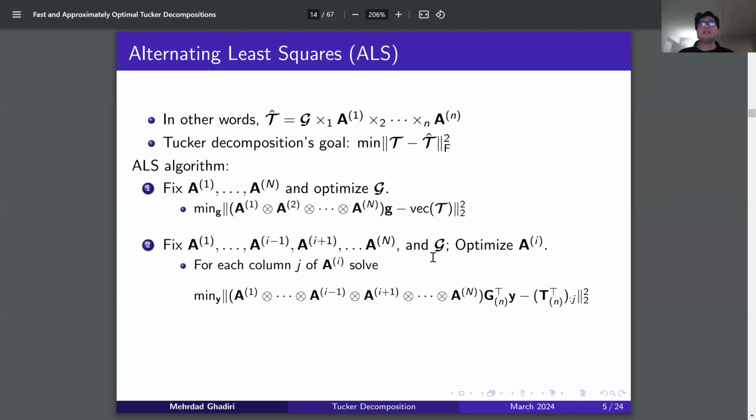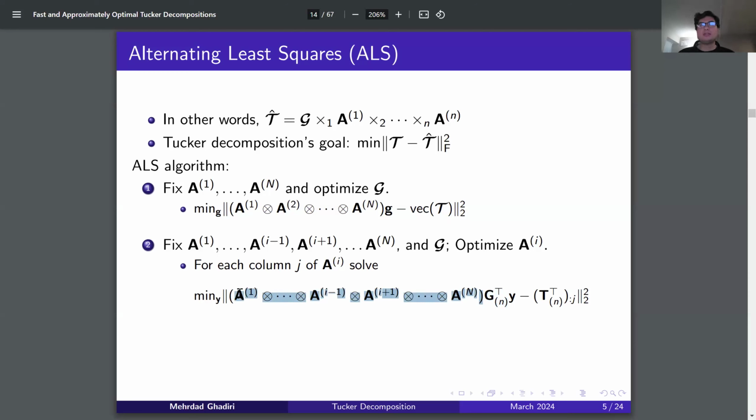Updating the factor matrices works like this: let's say I want to update factor matrix A_i. I fix everything except A_i, and then I solve this linear regression problem again. What is the difference between updating a factor matrix and the core tensor? The difference is essentially this matrix over here, which is a matricization of the core tensor. Why is this bad? Because it is destroying the Kronecker product structure that I have here.